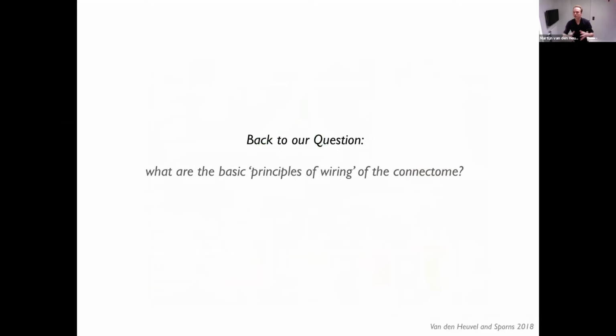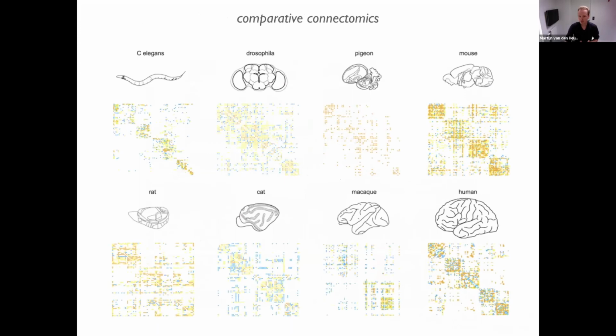All right, so let's get back to our main question of this morning. What are the basic principles of wiring of the connectome? And how can these network tools help us with that? Well, one approach would be to not just study the human brain, but also start examining the brains of other species. A couple of years ago, Olaf Sporns and I coined a new term for this, which we called comparative connectomics.